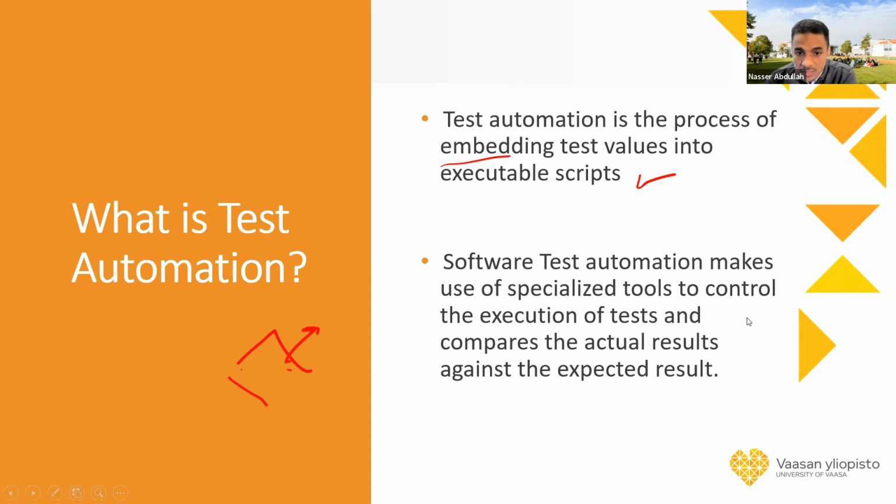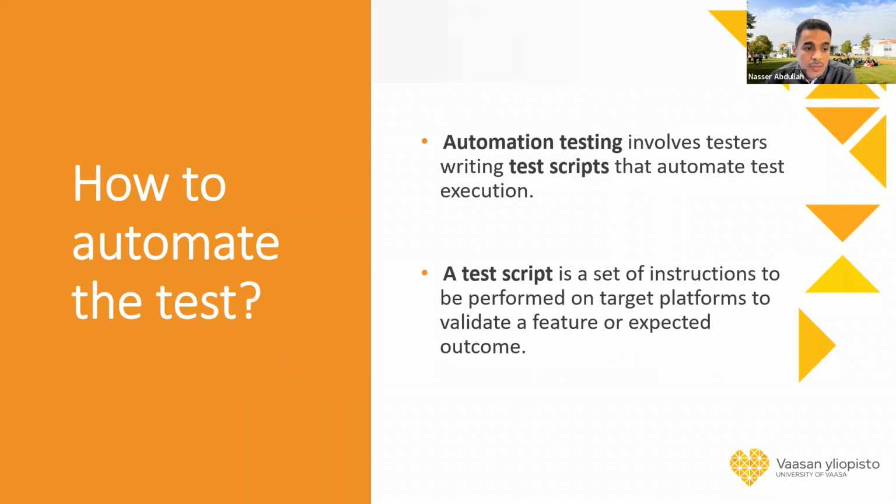Okay, guys. Now we have the test cases, and in test automation, we will write our test script. That test script will be used for running those test cases, or we can say the test. So how to automate? Automating is just writing. The tester should write a test script to automate the test execution. And the test script is the set of instructions to be performed on the target platform to validate the feature or the expected outcome.